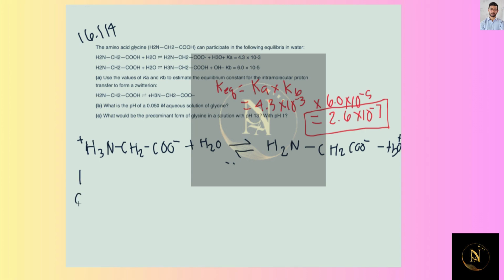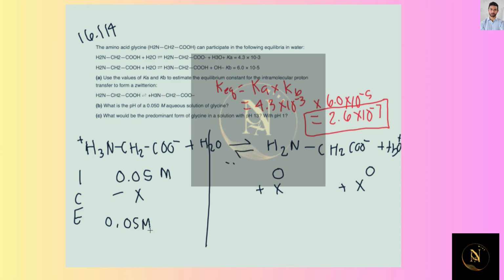So we have an ICE table, and our initial concentration was 0.05. Since we have water, that does not play a role here. And we had a zero starting concentration for our H3O plus. Now we're going to write in the exchange that's going to happen. We subtract something from the initial concentration and add it to the other side, and then at equilibrium we add the two up. So 0.05 molar minus X, and then X.